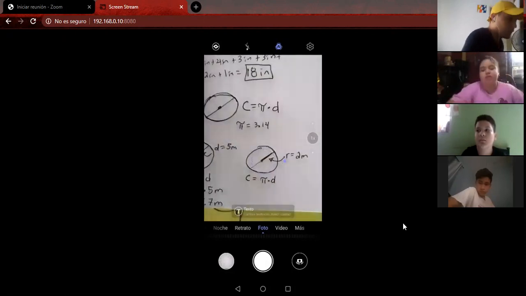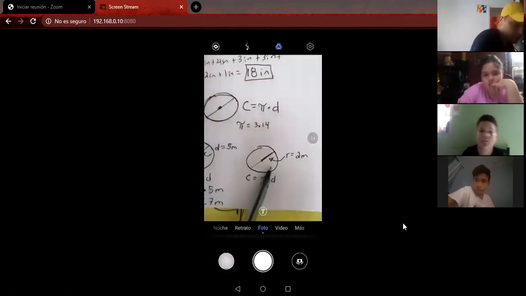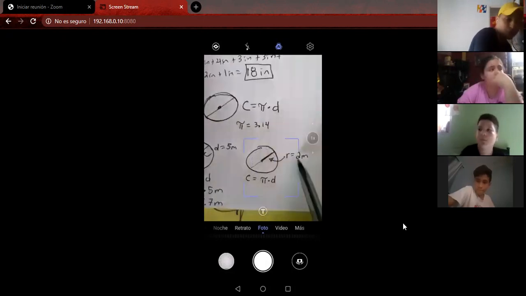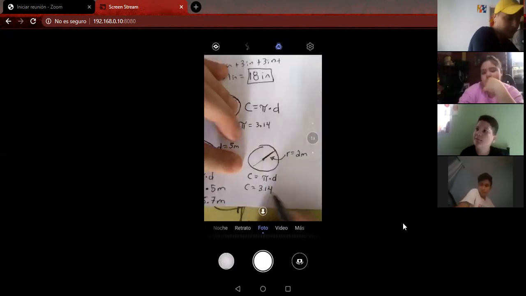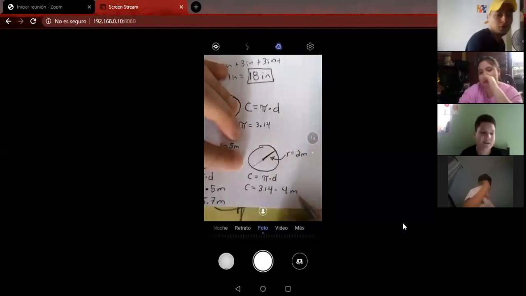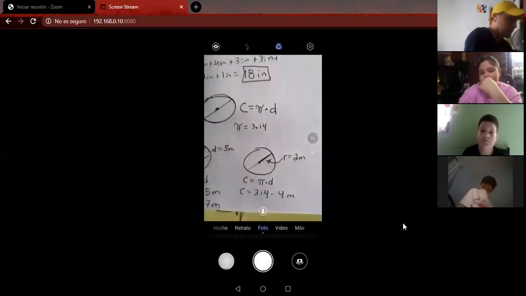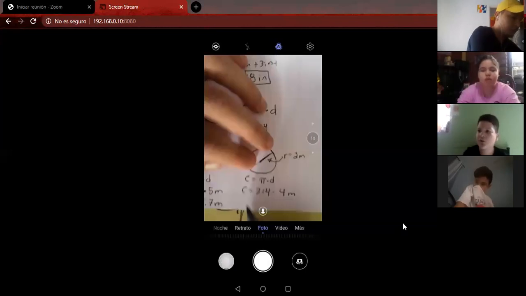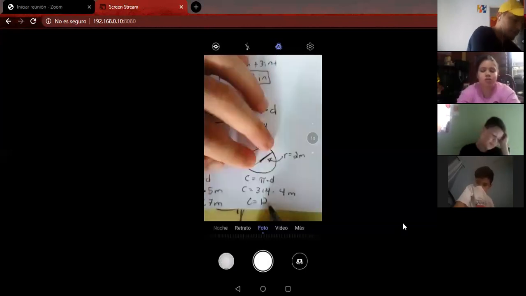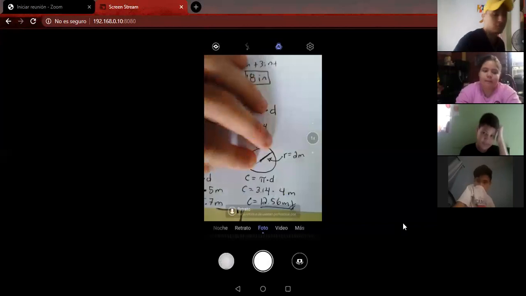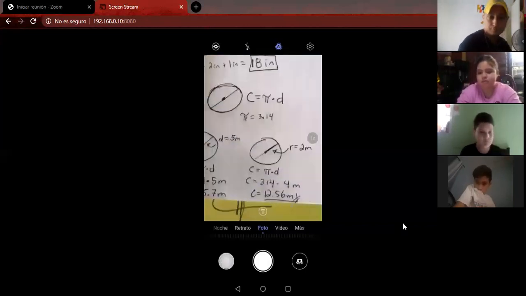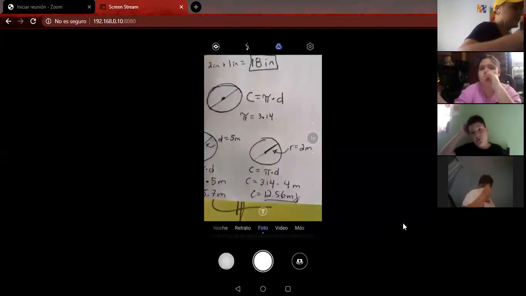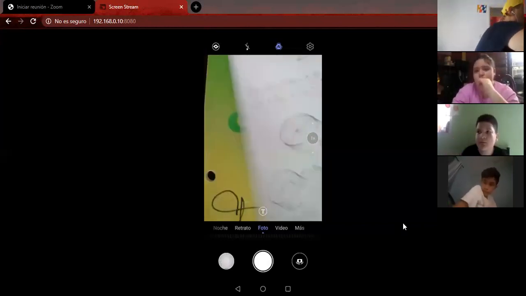Now, radius, I have to multiply times 2 to find my diameter. So how much is 2 times 2? 4. So in this case, it's 3.14 times 4 meters. Now, if I multiply that, this is 12.56 meters. Okay, good job. That's it for lesson 12.1 and 12.2.